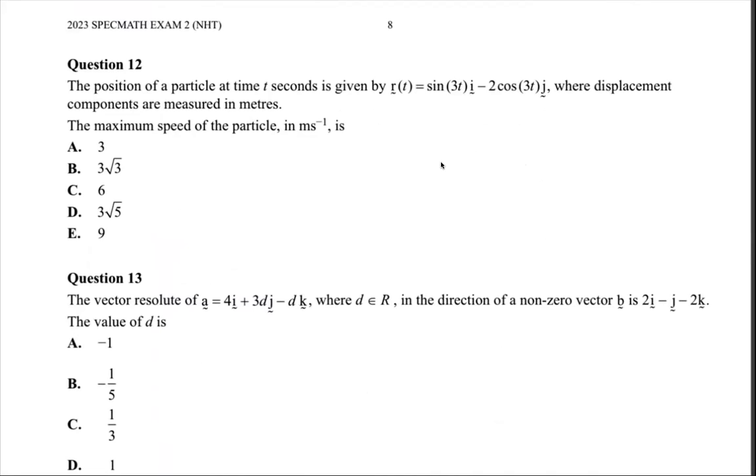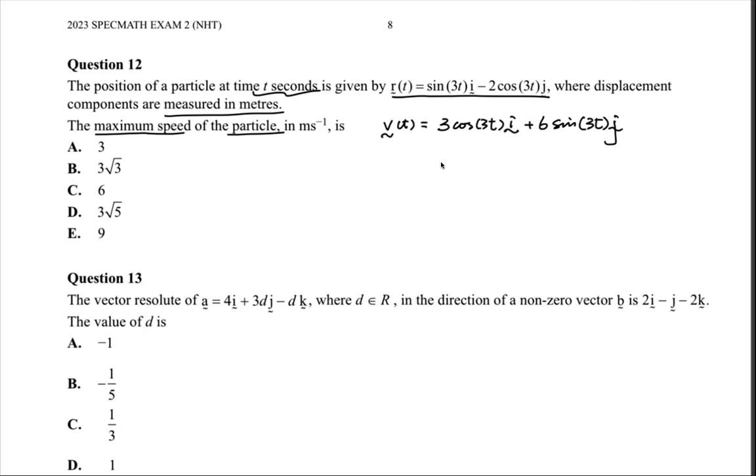Okay. Question 12. The position of a particle at a time t seconds is given by this thing here, where displacement components are measured in meters. The maximum speed of the particle in meters per second. Before you get the speed, you should differentiate the position vector to get velocity first. Once you get the velocity vector, you can now find the speed expression. The magnitude of v(t) is square root of 9 cosine squared 3t plus 36 sine squared 3t, okay?